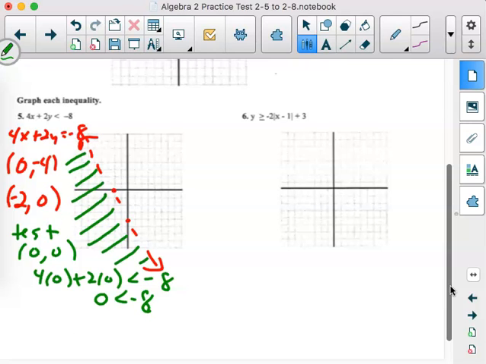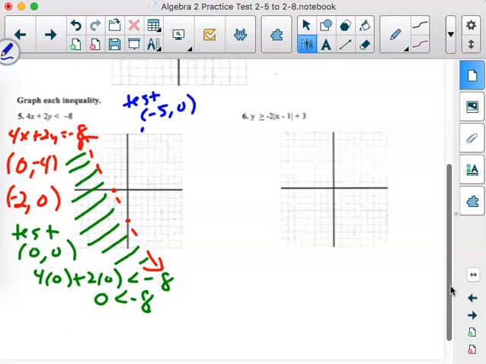But this is a test. And like I told you, on the videos or in class, I would check a point on the other side also and make sure that it does not work. Well, actually that it does work in this case because we already know 0, 0 doesn't work. So maybe I'll try negative 5, 0. Because that's in the green. That's where it's supposed to be.